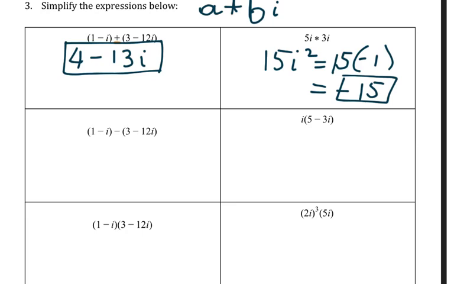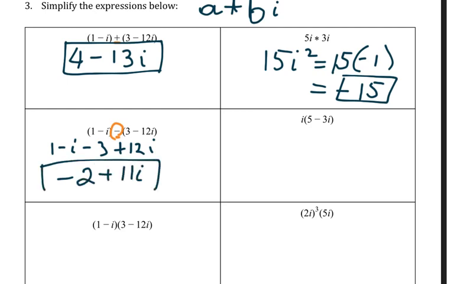Okay, on the next problem, I'm noticing that I have a minus. So I need to subtract. So you can either subtract mentally, you can do mental math, or you can just rewrite it without parentheses and making sure you distribute the negative through 3 and negative 12i. And I prefer that method because then you'll make fewer mistakes. So I have 1 minus i, that doesn't change, and then negative 1 times 3 is negative 3, and negative 1 times negative 12i is positive 12i. Combine like terms, and this is the answer.